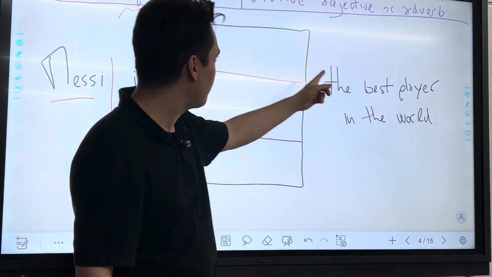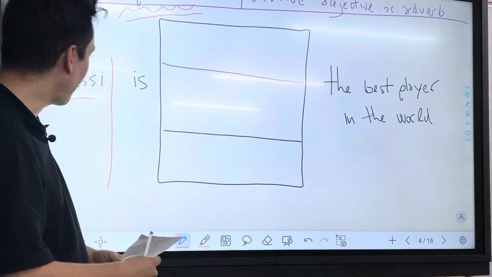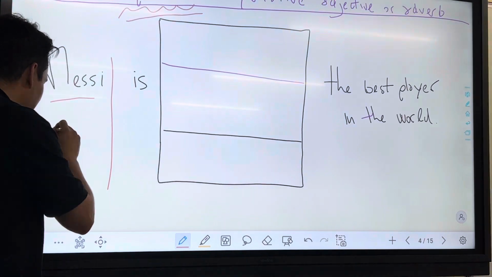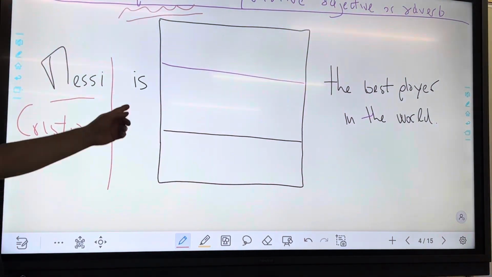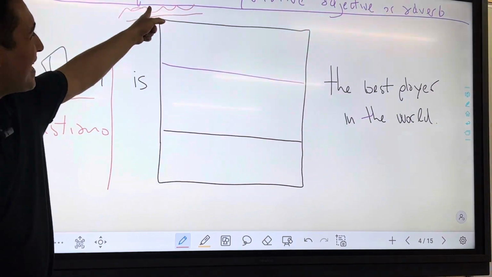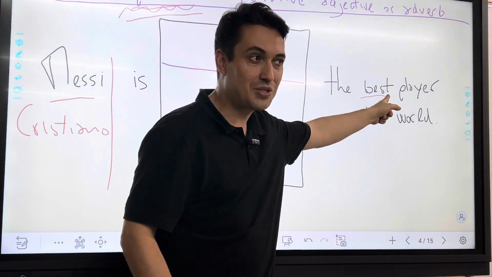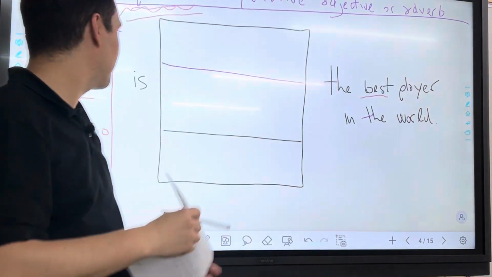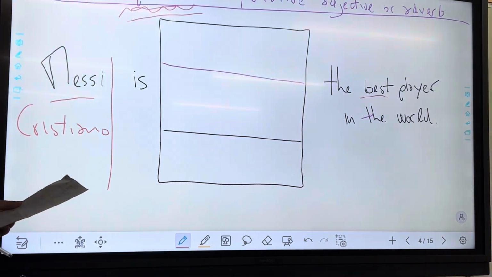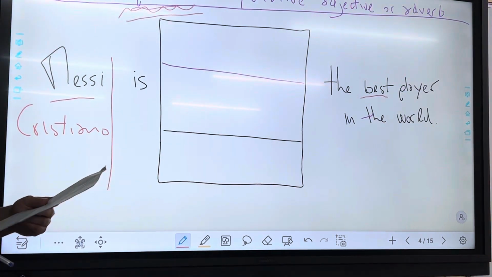This is a superlative. But how can we emphasize? Okay, let me write down Cristiano here. Or Haaland, whatever. Is the best player in the world. How can I emphasize this, which is already a superlative? This is already emphatic, but I want to be even more emphatic. Messi or Cristiano is almost there. No.